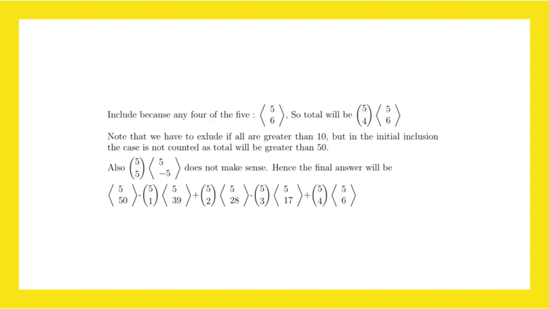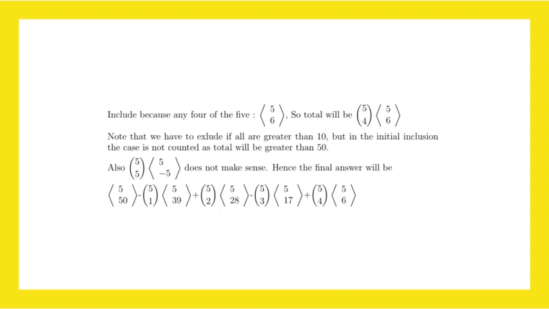Actually, after this we should exclude if all of them are greater than 10, but that case is not possible, because in total we have to make 50, and if all of them are greater than 10, there is no case like that, it is 0. Therefore we are not excluding again, otherwise we would have to continue. 5 choose 5 elbow whatever that number is becomes negative, minus 5, which doesn't make sense. Therefore the final answer for this question is 5 elbow 50.